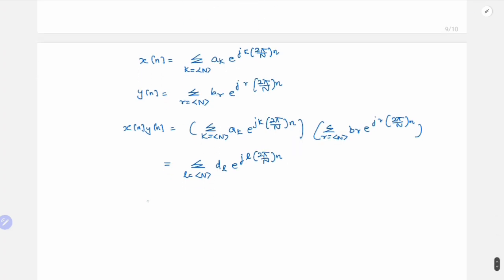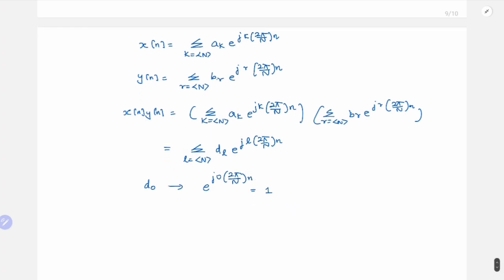For example, suppose I want to get the term d0. I should look for the coefficient of e power j0 into 2 pi over N into n, which is nothing but the constant term 1. So when will this happen? If I have e power j 0 into 2 pi over N into n, into e power j 0 into 2 pi over N into n, or e power j 1 into 2 pi over N into n, and e power j (N minus 1) into 2 pi over N into n, then also this will give me a 2 pi factor, and this will be equal to 1.